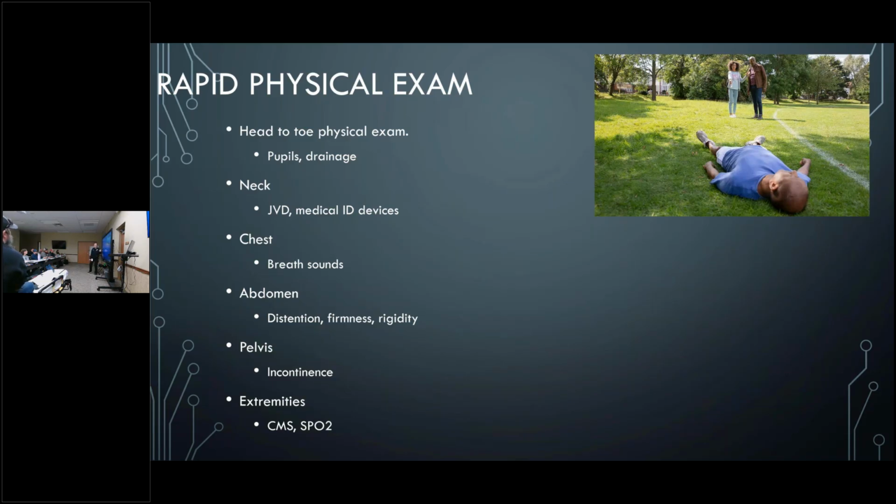Breath sounds, distension, firmness, rigidity, those kinds of things. Pelvis. What is distension? Bloating. That's like bloating, right? That hard, kind of distended abdomen. I only say that for a reason. And then we have incontinence. What is incontinence? Can't hold your bladder. Yeah, can't hold your bladder, can't hold your bowel. You're incontinent.